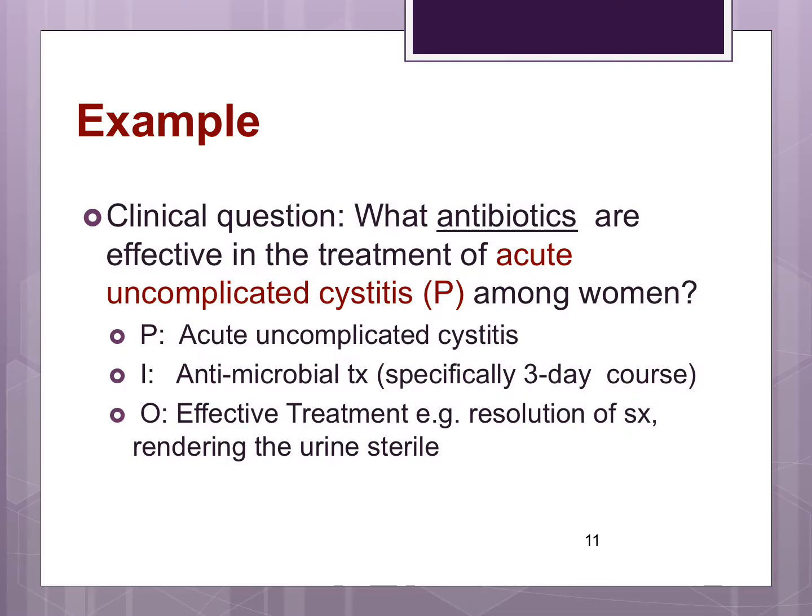Now we move on to another example. This is for acute uncomplicated cystitis among women. What antibiotics should be given? What are effective? So the question is: the population is acute uncomplicated cystitis, the intervention is antimicrobial therapy, a typical 7-day course versus a 3-day course, and the outcome that you want is resolution of symptoms or even rendering the urine sterile.